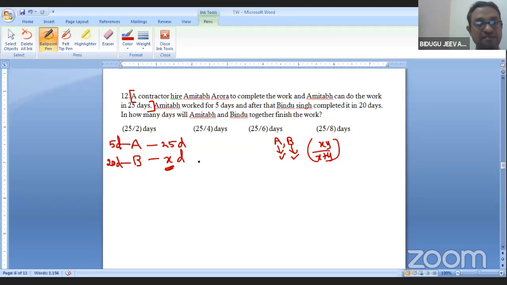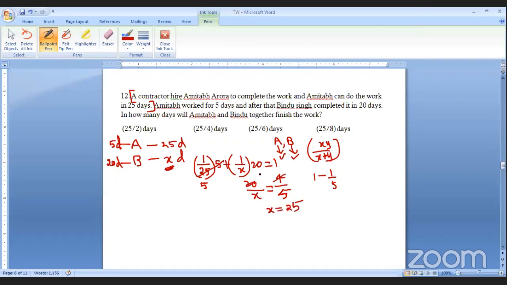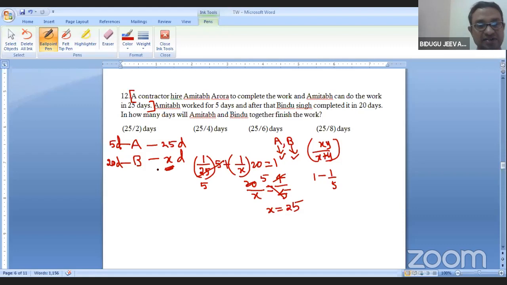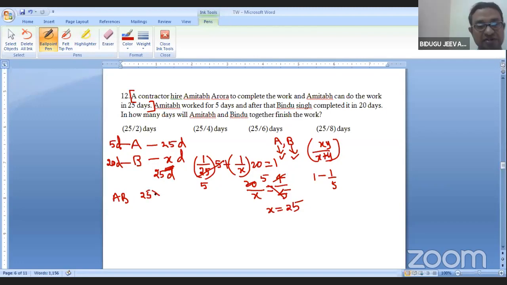Let me write it clearly. 1 by 25 into 5 plus 1 by x into 20 is equal to 1, one work completed. Sending 1 by 5 to the other side, 1 minus 1 by 5 is 4 by 5. So 4 by 5 equals 20 by x, and the x value is 25. That means B's capacity is 25. Together, it is 25 into 25 by 50, so 12.5 days.